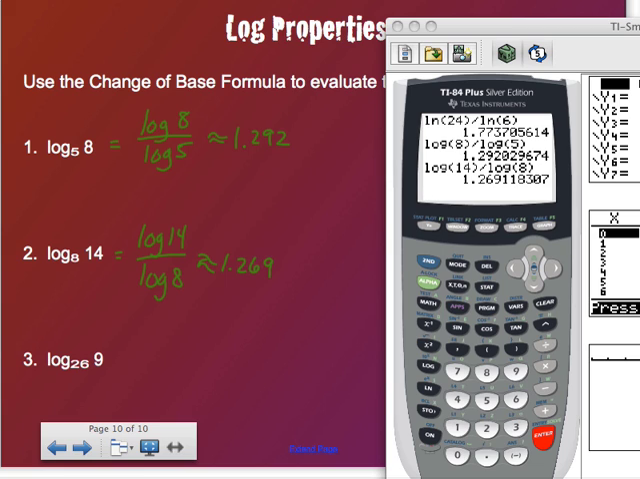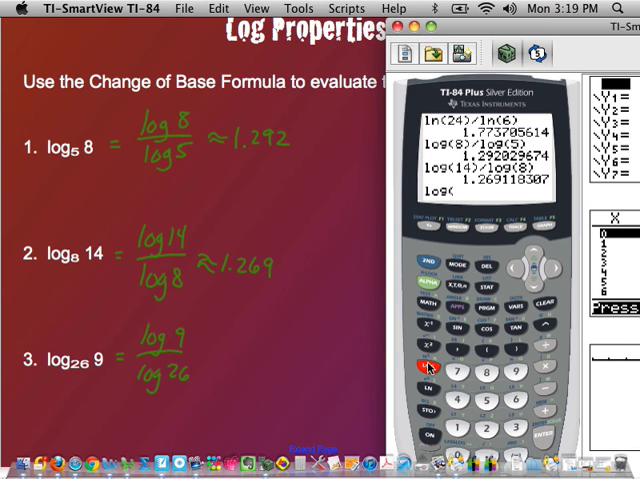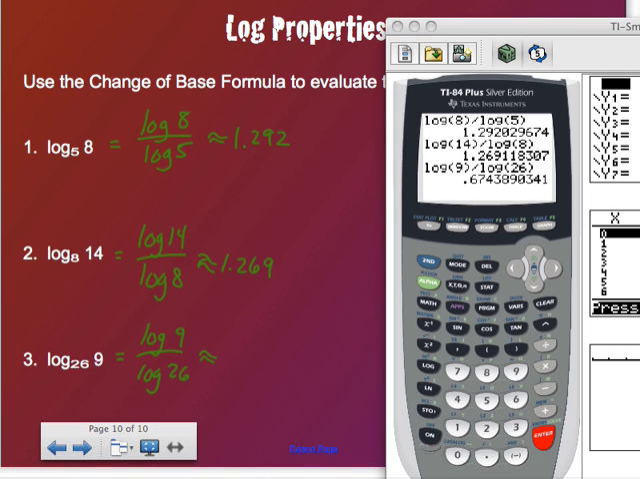And then finally, the last one, if you haven't already gotten the point, log base 26 of 9. I'm going to do the log of 9 divided by the log of 26. One more time, the log of 9 divided by the log of 26. Hit enter, and I get approximately 0.674.